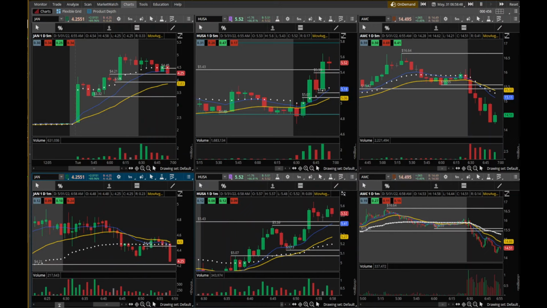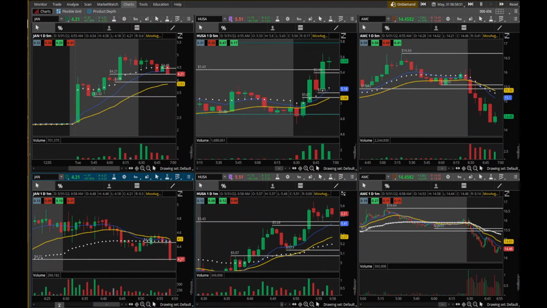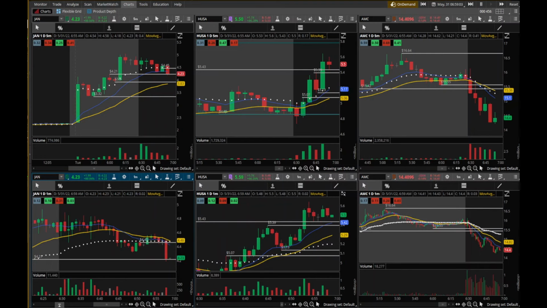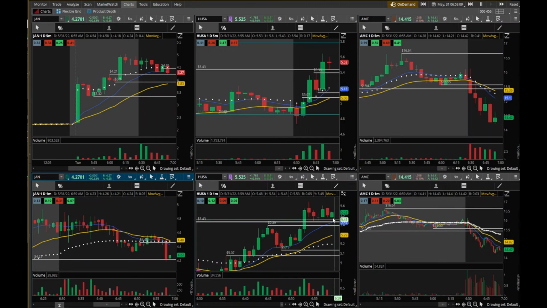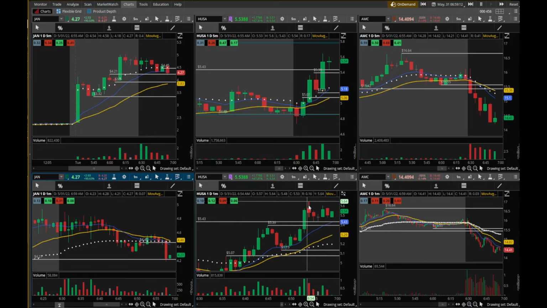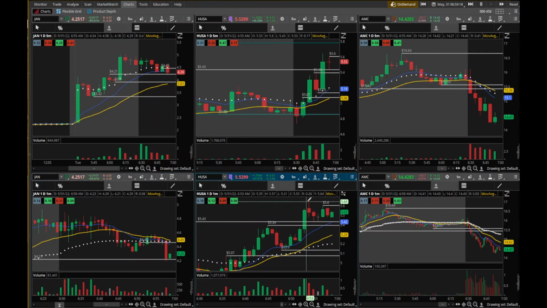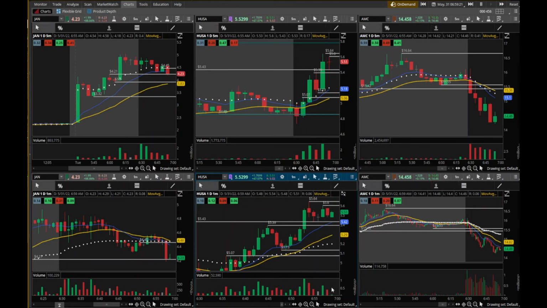So maybe this is where we get a 2-bar pullback on HUSA. Ooh, nice dip buy opportunity here on JAN. I'm not taking it, but you might see a bounce there. So 1 minute left to go on. Ooh, this is kind of tempting here, isn't it? Because now you've got this kind of equilibrium. Here's your resistance. A breakthrough 560 would be something. But I think we're going to pull back a little more. A little too early here for me.